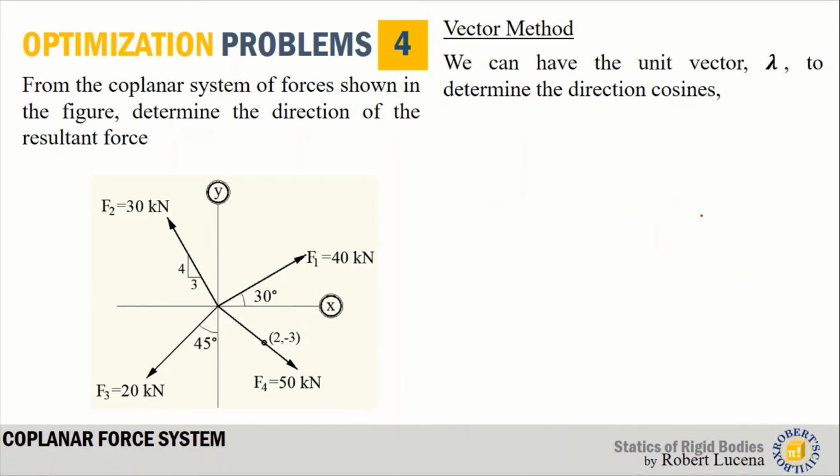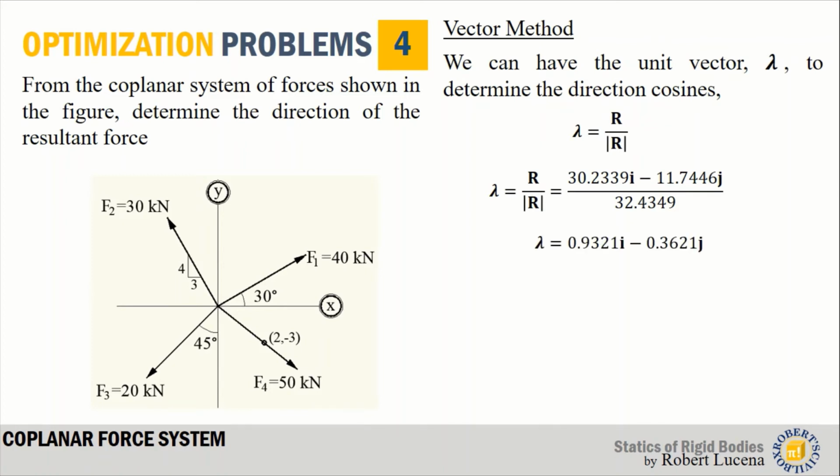Okay, now for the direction, we can use the unit vector. So the unit vector again is the quotient of the vector and its magnitude. If we divide the vector by its magnitude, we can get its direction, the unit vector, or the one that gives the direction to the vector.